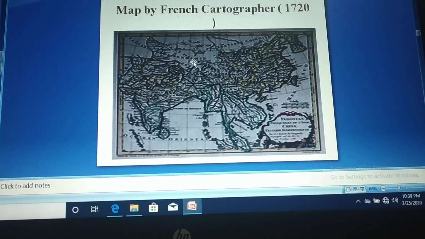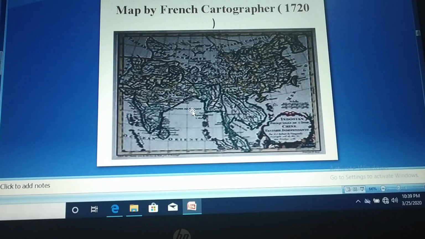So children, I said French cartographer. I hope you all know what exactly a cartographer is. A cartographer is a person who specializes in the field of map making. One thing is common in Al-Idrisi's map and this French cartographer's map. They have names like Kannauj, Delhi. They are all similar names in both the maps.